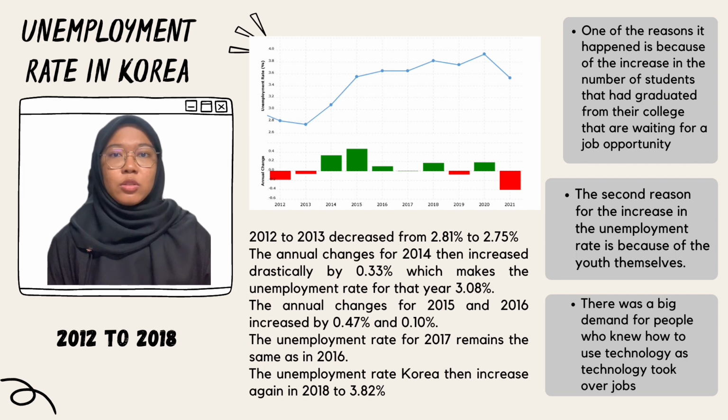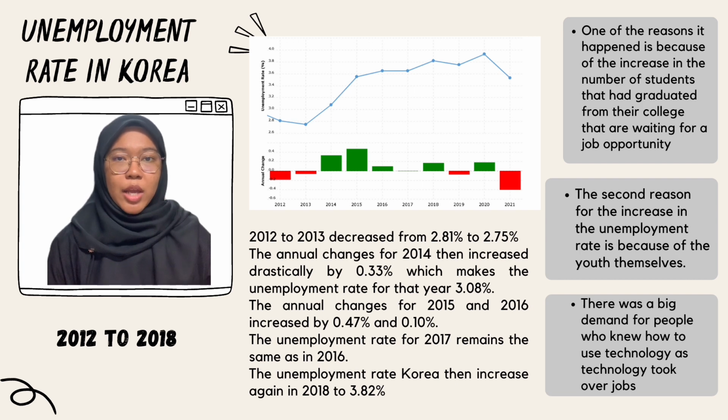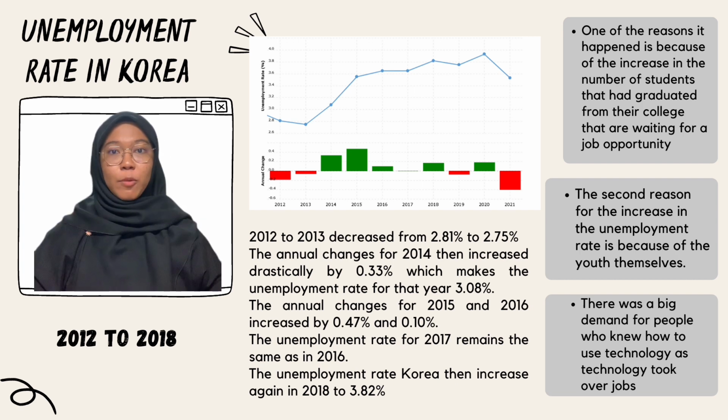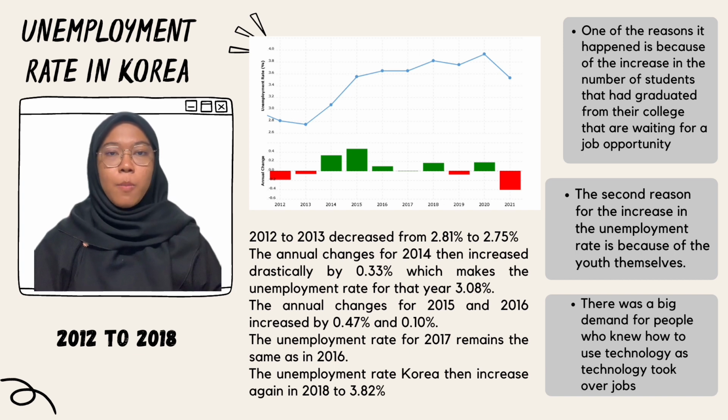The unemployment rate for 2017 remained the same as 2016. Therefore, there was no annual change for the year. The unemployment rate in Korea then increased again in 2018 to 3.82%, along with an annual change of 0.17%. The unemployment rate has increased continuously since 2013. One of the reasons it happened is because of the increase in the number of students who have graduated from their college and are waiting for a job opportunity.